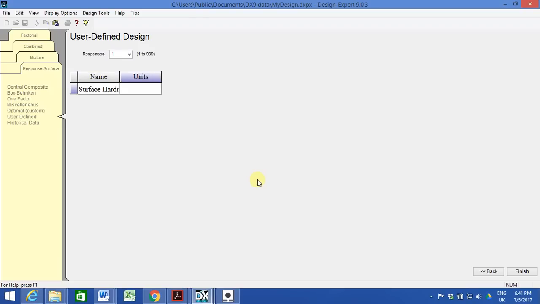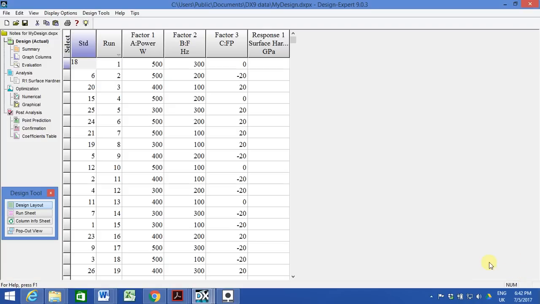The units, if you produce your samples and then take them to the lab and measure the hardness, as we know as engineers, we measure the hardness in Vickers or Rockwell, or here I will use gigapascal. We finished entering and designing the structure of the model.